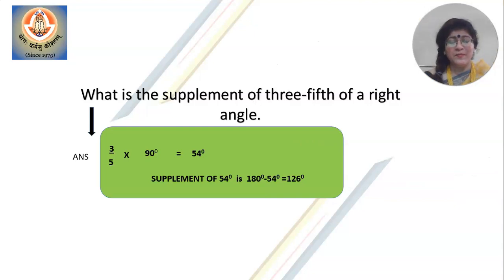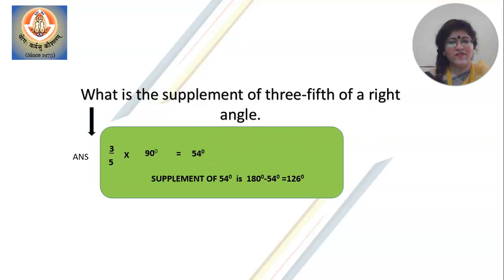Now if you remember the last video lesson, I had asked a couple of questions and I told you to solve this. So this is the solution to it. What is the supplement of 3/5 of a right angle? So first and foremost, find out what is 3/5 of a right angle. That is 3 upon 5 into 90, that is equal to 54 degree. And one of the angle is 54 degree. So what will be the supplement of 54 degree?